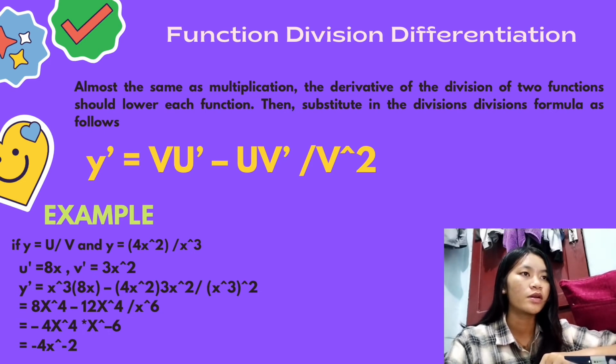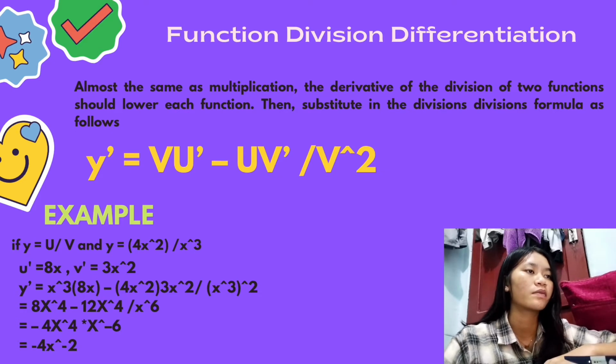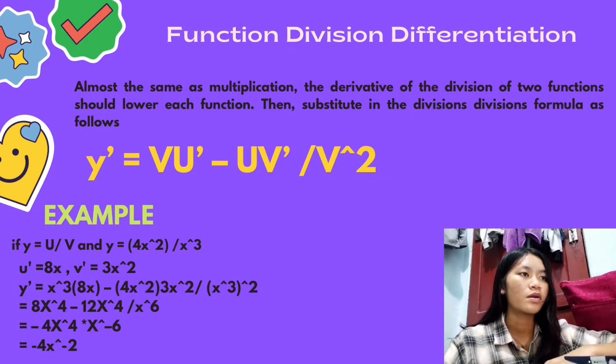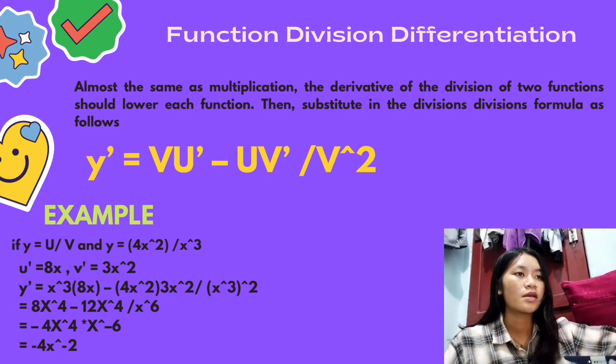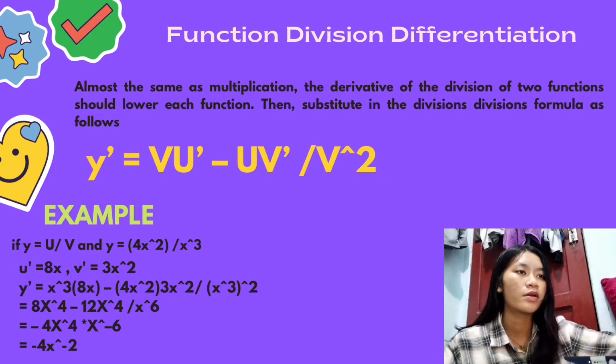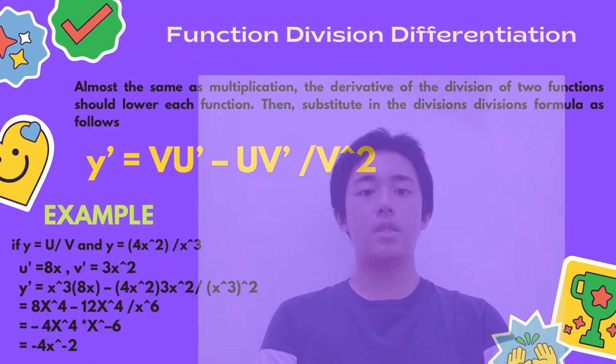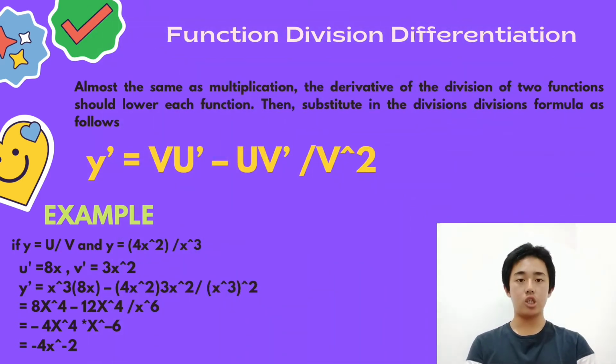The chain rule. The chain rule for the derivative of a composite function is a derivative carried out in succession on each function. The rule of the chain is mathematically written as follows. Suppose y is a function of u and u is a function of x, then dy per dx equals dy per du times du per dx.